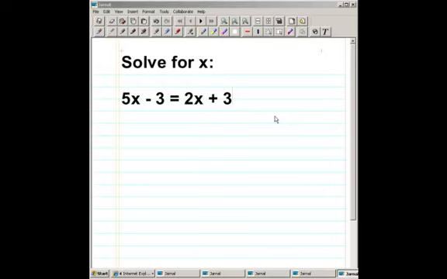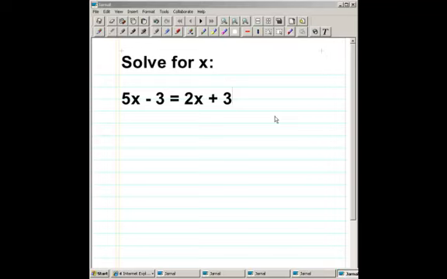In this demonstration, I'm going to show how to solve a linear equation in which the variable occurs on both sides. In this particular problem, I'm going to solve for the variable x. In order to solve for the variable x, I want to isolate the x term, or the linear term, on the left-hand side, and the constant terms, or the terms without the variables, on the right-hand side.